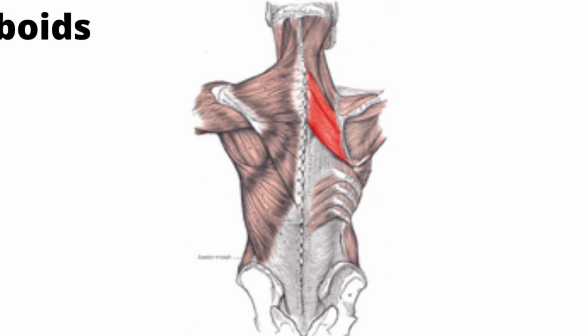Main functions. Retract the scapula, pull the shoulder blades toward the spine. Rotate the scapula downward, which helps lower your arm after lifting it. Stabilize the scapula, keeping it flat and steady during arm movements.